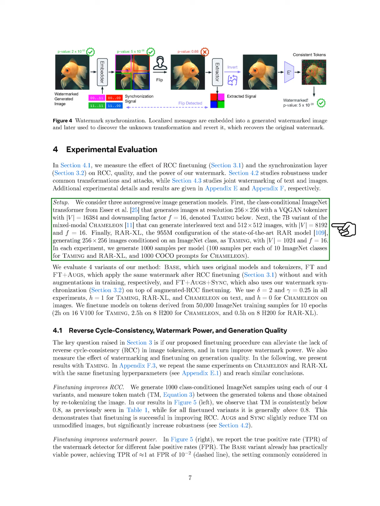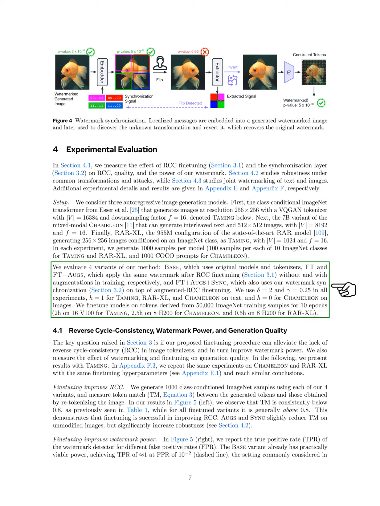For our setup, we use 3 autoregressive image generation models. The first is the class conditional ImageNet transformer, which generates images at a resolution of 130 by 130 using a VQGAN tokenizer. The second model is the 133B variant of Chameleon, capable of generating interleaved text and images. Lastly, we use RAR-XL, a state-of-the-art model that generates 130 by 130 images based on ImageNet classes. In each experiment, we generate 4 samples per model, totaling 56 samples across 14 ImageNet classes for the first 2 models and 4 COCO prompts for Chameleon.